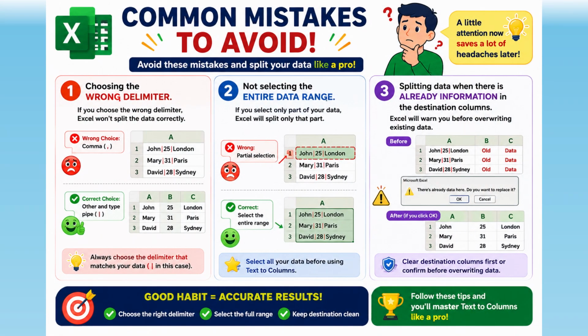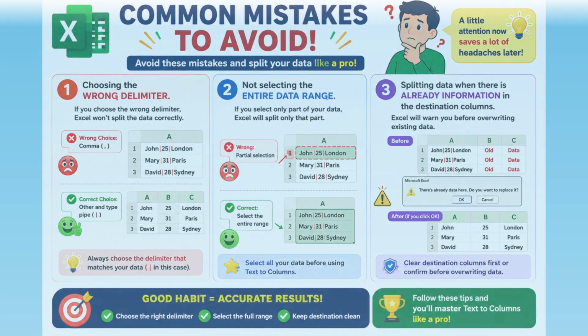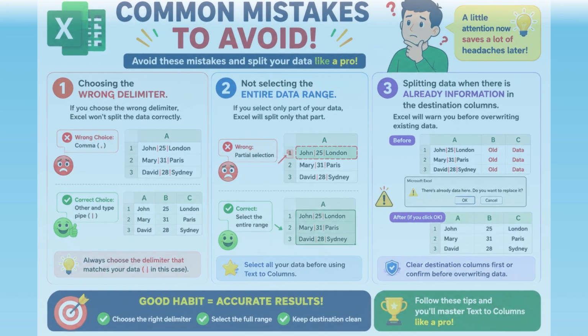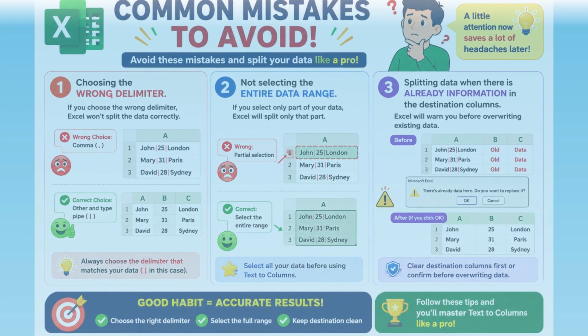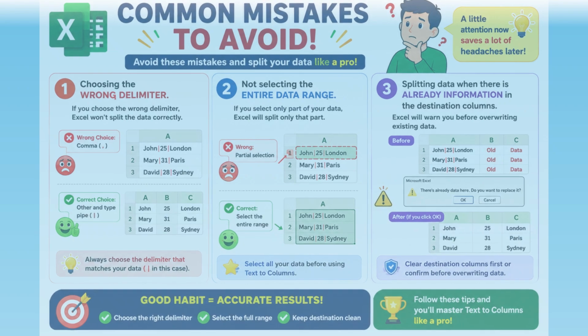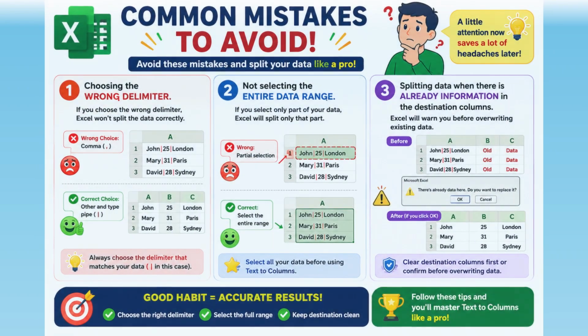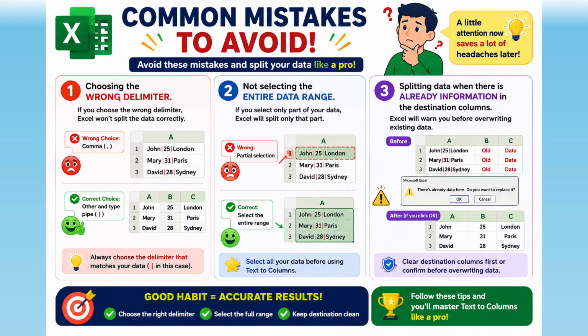Common mistakes. Here are some mistakes beginners make. Mistake 1. Choosing the wrong delimiter. Mistake 2. Not selecting the entire data range. Mistake 3. Splitting data when there is already information in the destination columns. Excel will warn you before overwriting existing data.